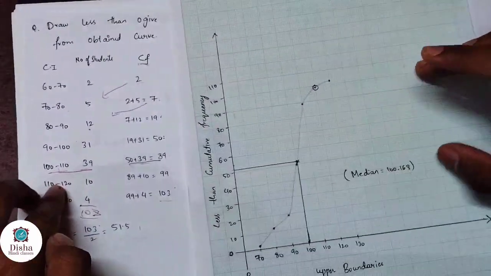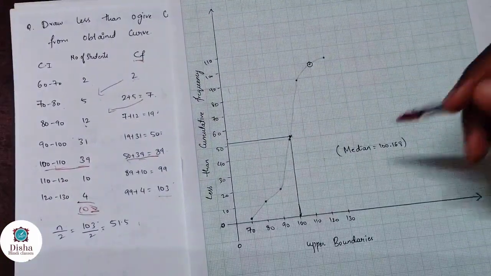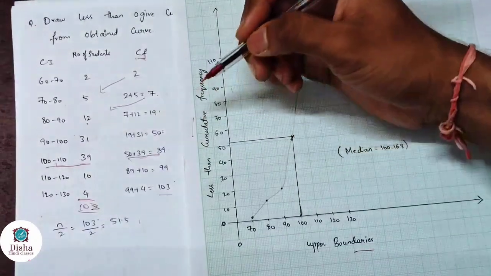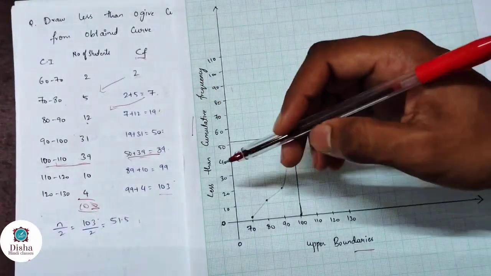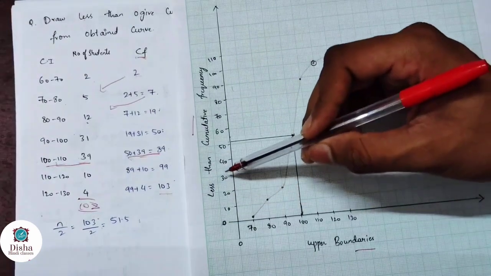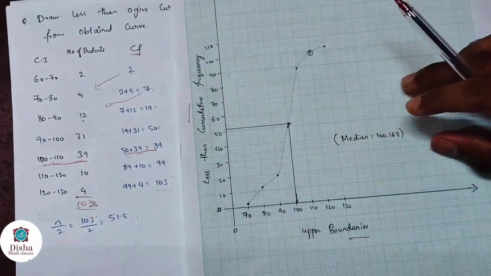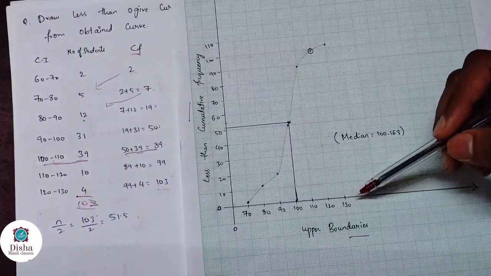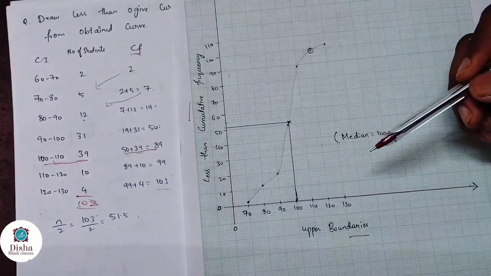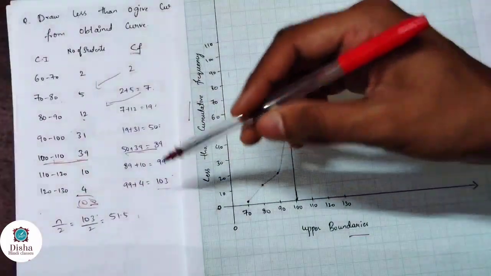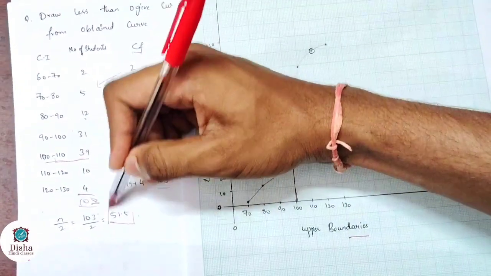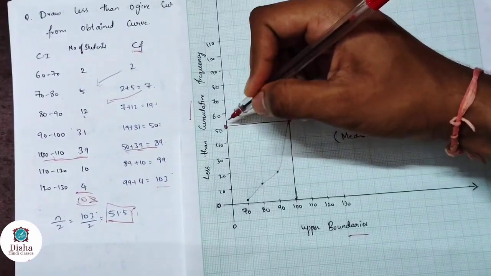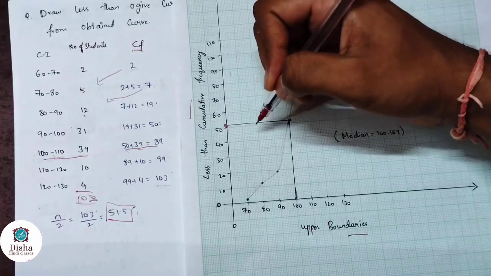So how will we be plotting the graph? This is the graph that we have to plot. So let us compare it. Here we have taken the upper boundaries on the x-axis, and on the y-axis we have taken the less than cumulative frequencies. We have written cumulative frequencies as 10, 20, 30, 40, 50, 60 up to 110, and the upper boundaries as 70, 80, 90, 100, 110, 120, 130. So now what is n by 2? N by 2 is 51.5, right? It will lie around here.